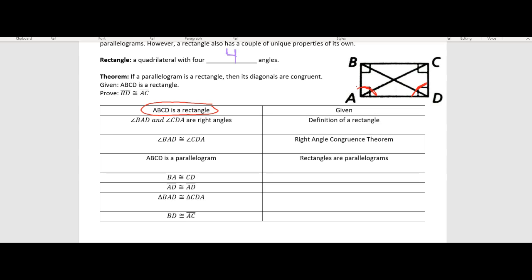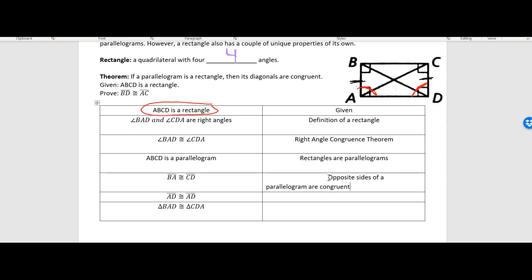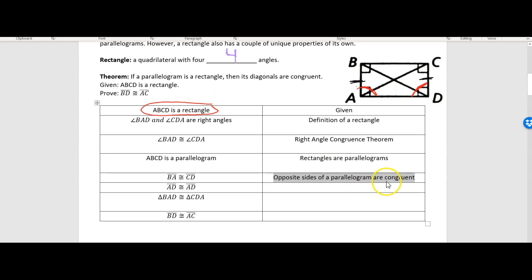Next statement says segment BA is congruent to segment CD. So I've got BA congruent to segment CD up here in my diagram. Well, if I know that a figure is a parallelogram, opposite sides of a parallelogram are congruent. This is something that we've proved in a previous video, right? It doesn't have a special name, so if you're using this theorem, this is what we can say. And you could write out the entire theorem if you wanted to. If a figure is a parallelogram, then opposite sides are congruent, or you could just shorten it to this.